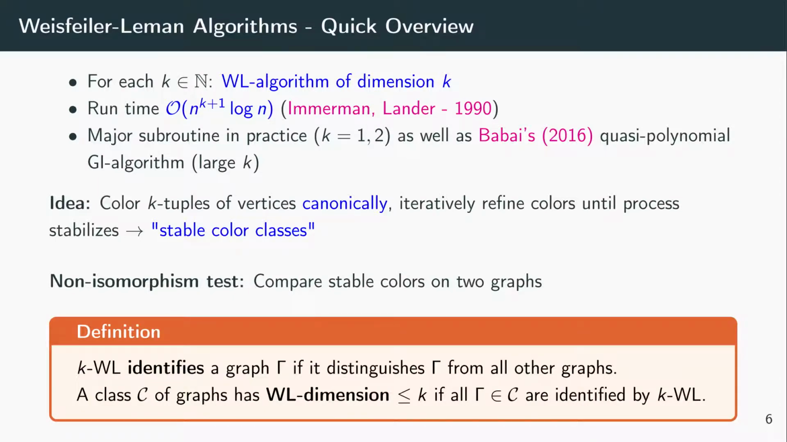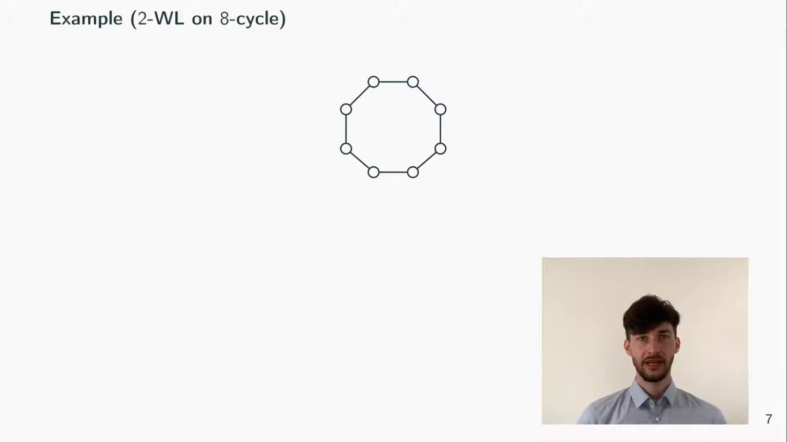First of all, a graph gamma is identified by a k-dimensional Weisfeiler-Leman if it is distinguished from all other non-isomorphic graphs by this algorithm. And then a class of graphs has Weisfeiler-Leman dimension at most k if all graphs in this class can be identified for this k. So let's look at an example for k equals 2.